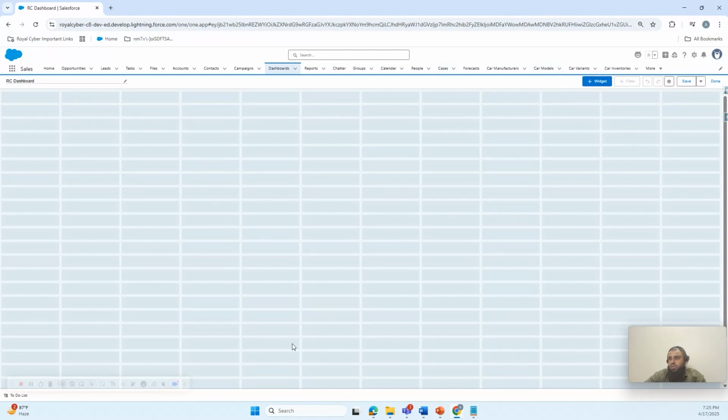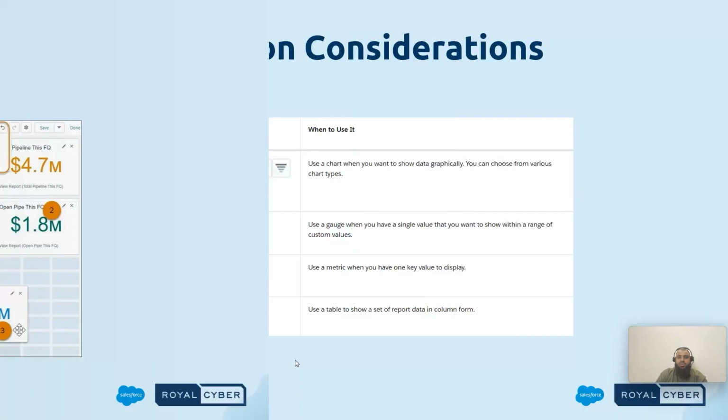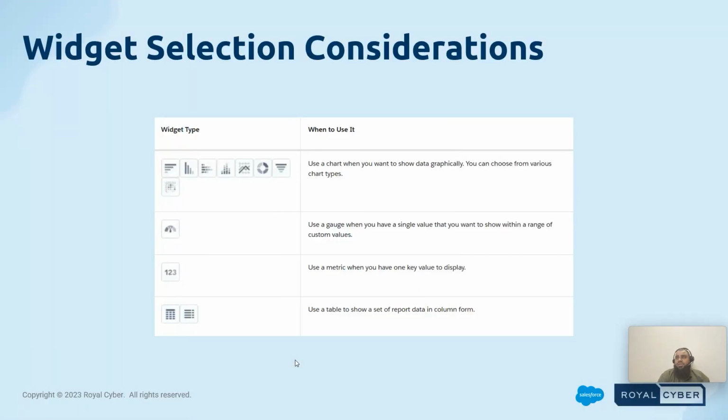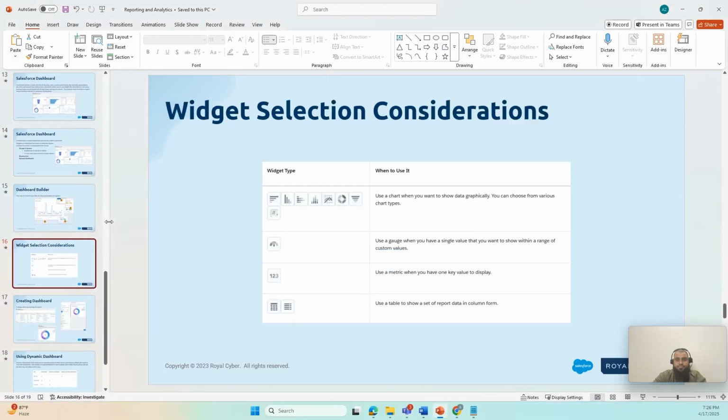Now we will jump over to widget selection considerations. While selecting the widgets, we have to consider these. So these are the widget types, and this is the explanation. We can use charts when you want to show data graphically, and you can choose from various chart types. You can use a gauge when you have a single value that you want to show within a range of custom values. You use a metric when you have one key value to display, and we can use a table to show a set of report data in column form.